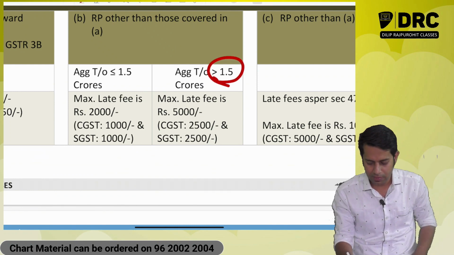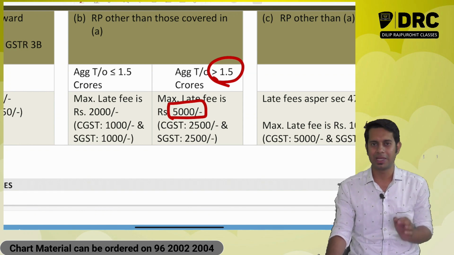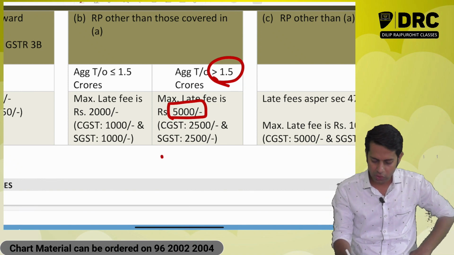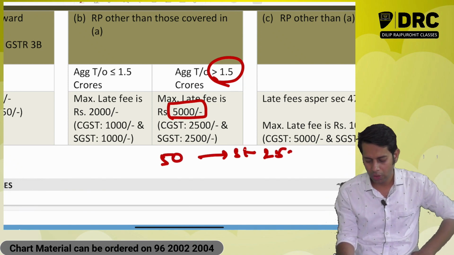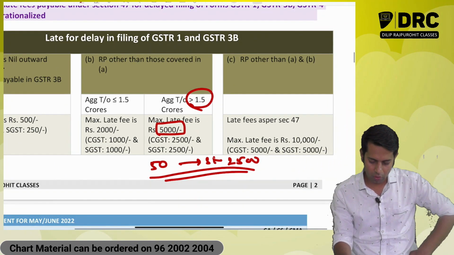Sir, what if my aggregate turnover is more than 1.5 crores? If your aggregate turnover is more than 1.5 crores, then the maximum late fee is 5,000 rupees. Under CGST it is 2500, SGST it is 2500. So here also it is same, rupees 50 per day, subject to a maximum of 2500 rupees.